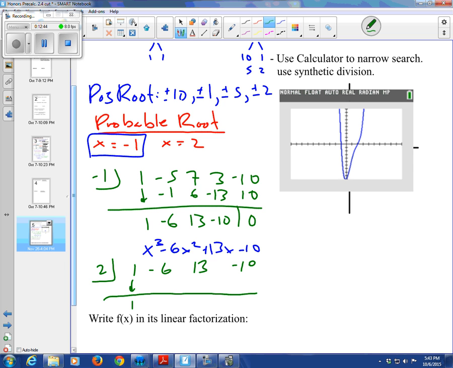Drop our first term. We've got 1. Multiply, we get 2. This is -4. Right here, -4 times 2 is -8. This is going to give us 5. 5 times 2 gives us 10. And right here, when we add, we get 0 as a remainder.